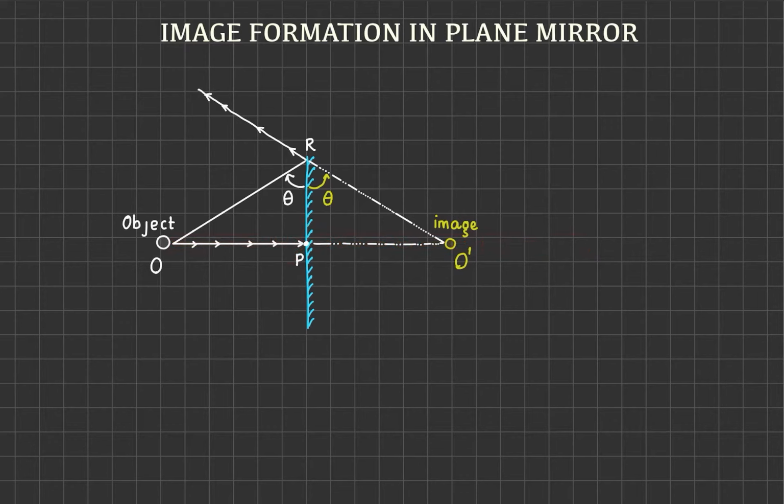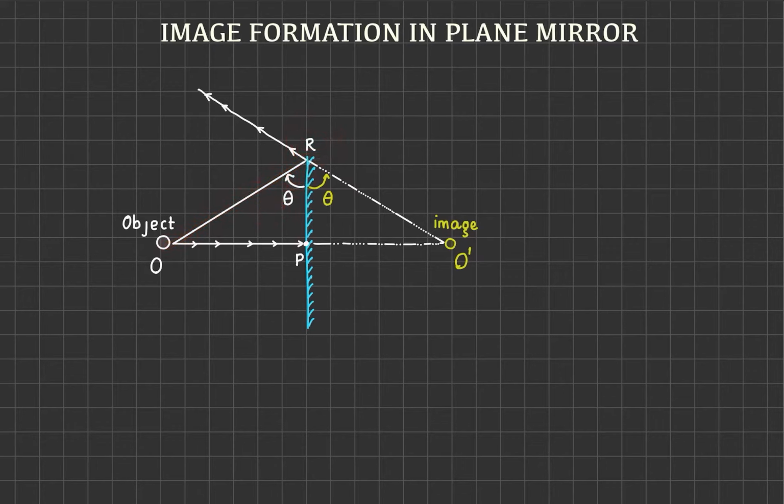Now the next step is to choose any random point on the mirror. Here I choose this point, I have named it R. So from the R point I draw a line to the object. Now mark here the line OR from the object. The R point is joined with line OR. This OR line is making some angle theta with the mirror.